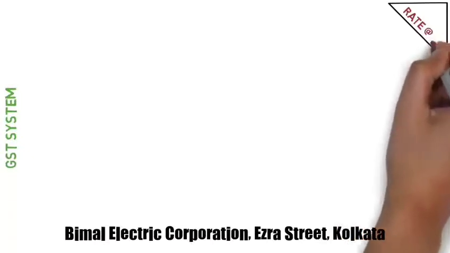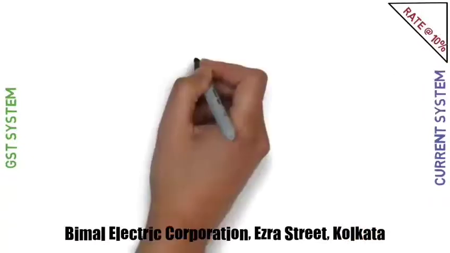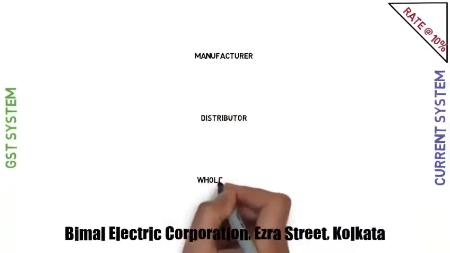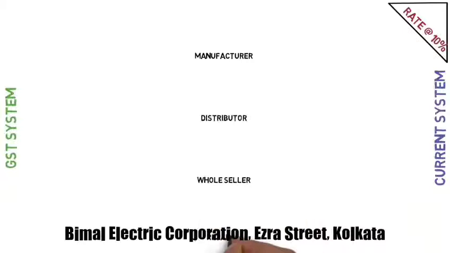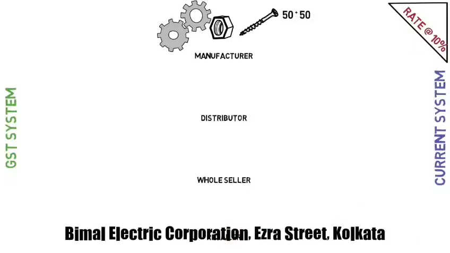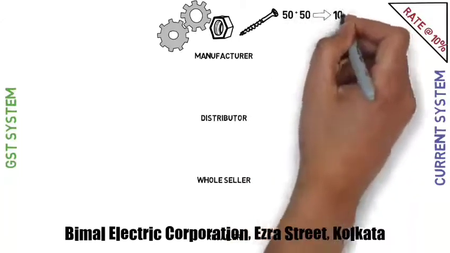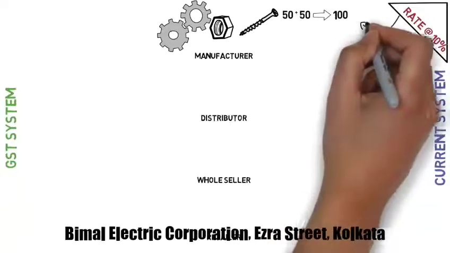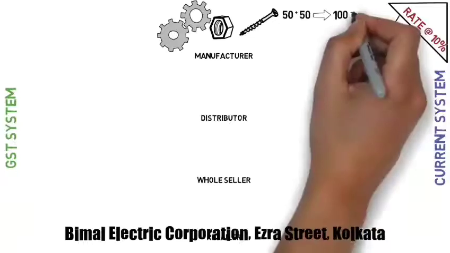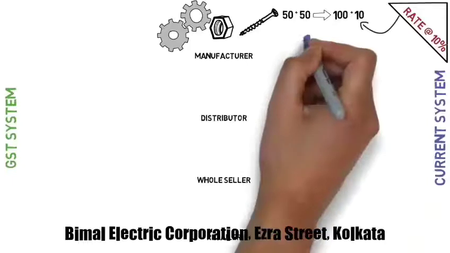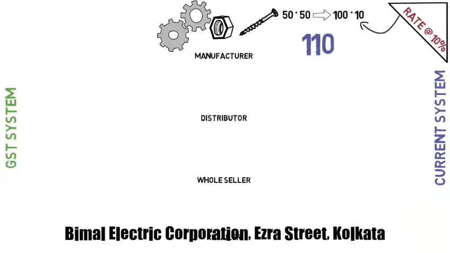Consider a simplified tax rate of 10% at each level. There are generally 4 levels: manufacturer, distributor, wholesaler and retailer. The manufacturer buys raw material, let's say of rupees 50, and manufactures the product, which adds 50 rupees of value to it. So the product becomes 100 rupees. And for selling this product, he needs to pay 10% tax, which is 10 rupees. So the cost of the product for the distributor is 110 rupees.